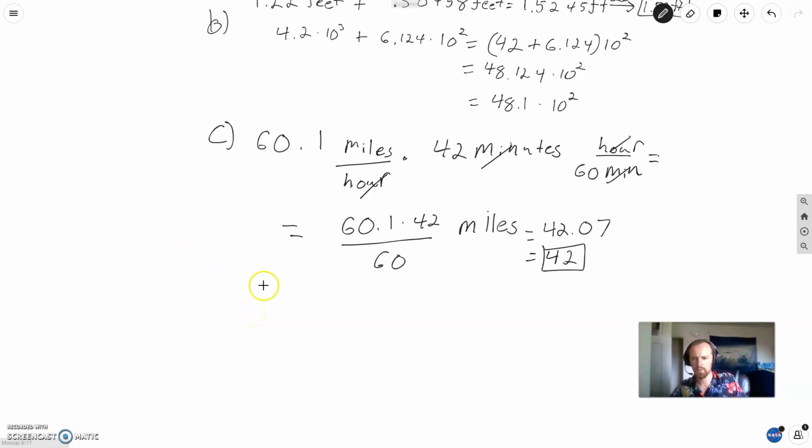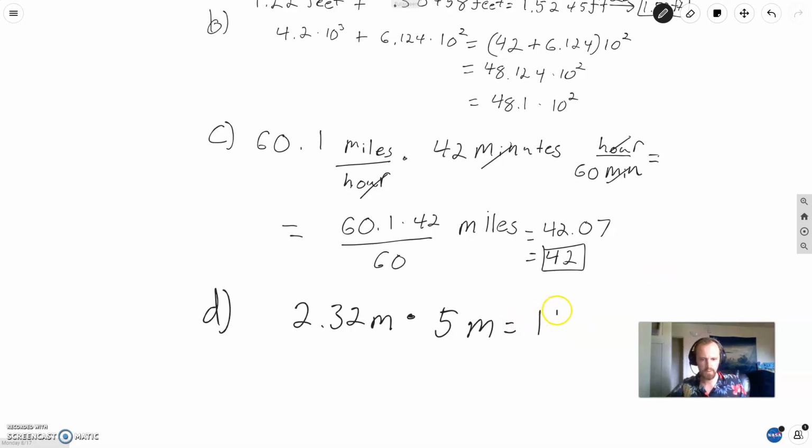And then for part D, we have 2.32 meters times 5 meters. So we're going to have meters squared at the end of the day. And then it's multiplication, so we'll have 1 sig fig. So this is going to equal 11.6. And then taking care of 1 sig fig, we will get 10, and these are meters squared.